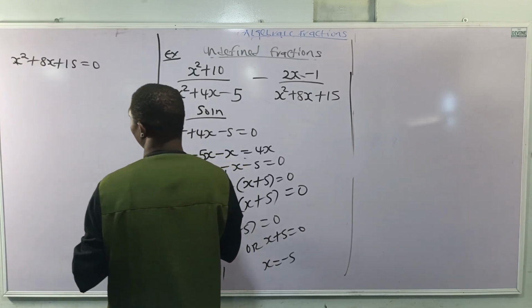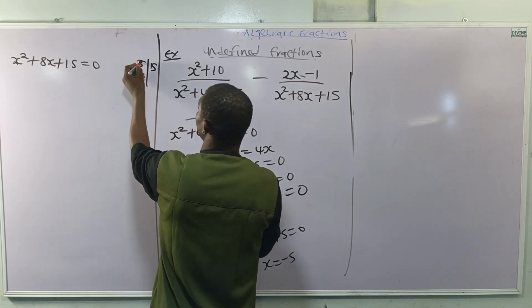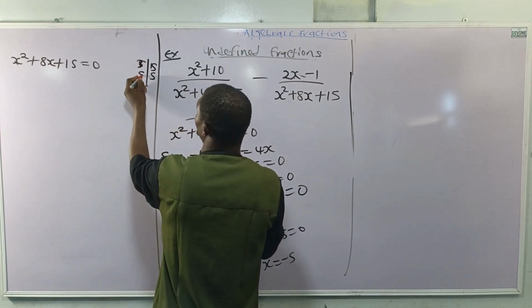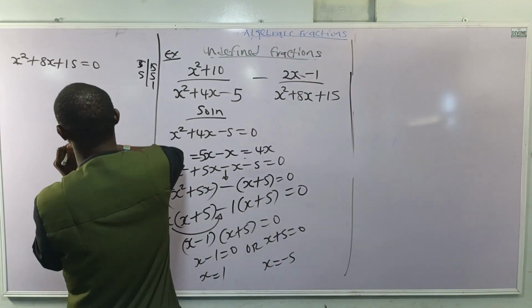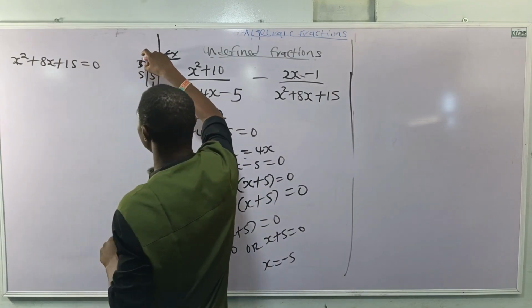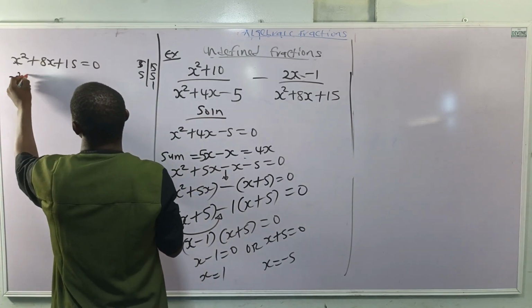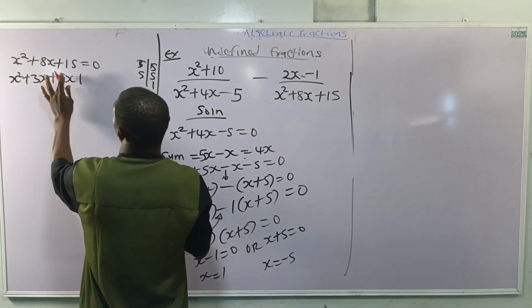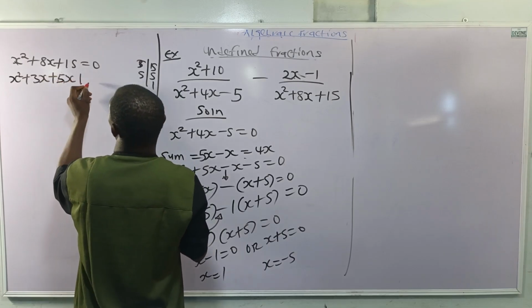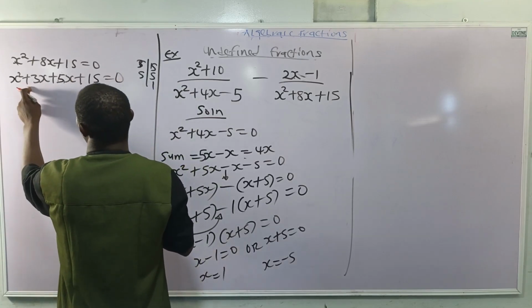And 15 and 1 can never give me 8. If I do 3 and 5, 3 plus 5 will give me 8, and 3 times 5 is also equal to 15 times 1. So I'm using 3 and 5. And 3x plus 5x will give me 8x. So I have x squared plus 3x plus 5x plus 15 equal to 0. Plus times plus is plus, so it's correct.